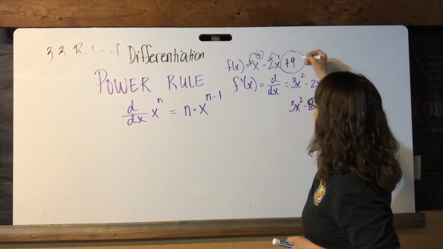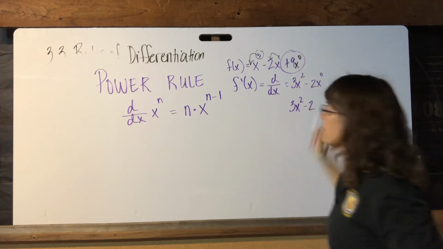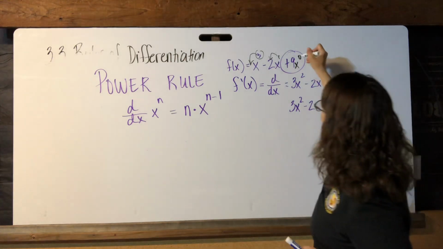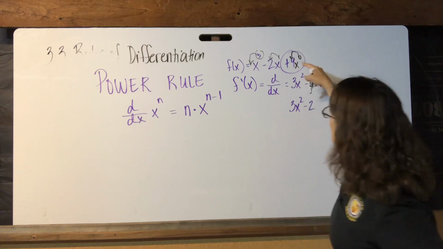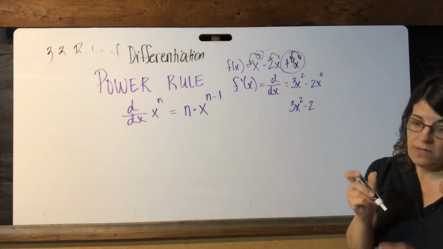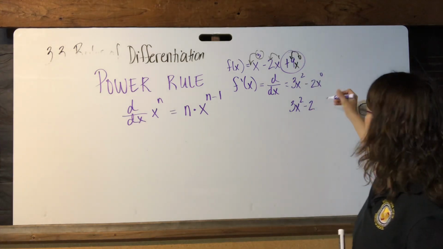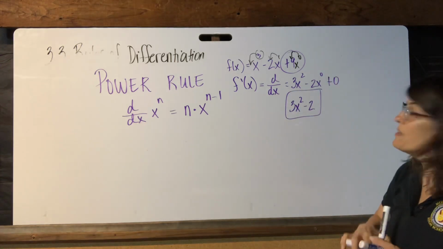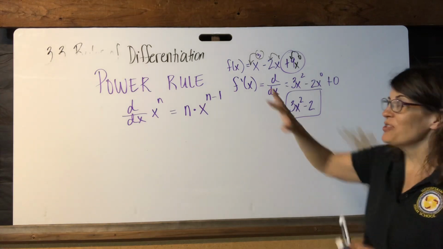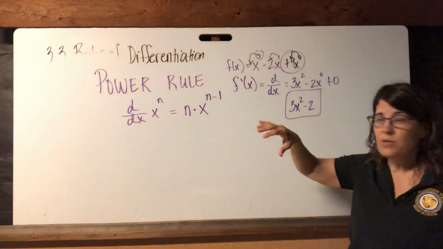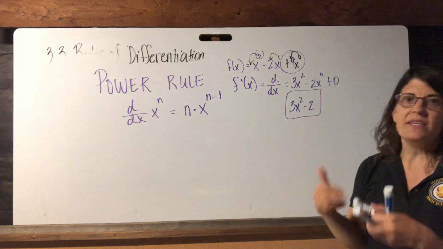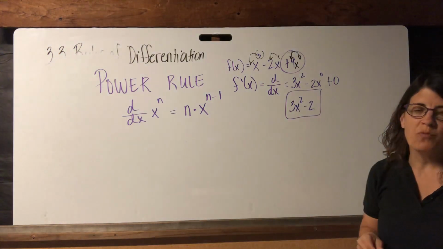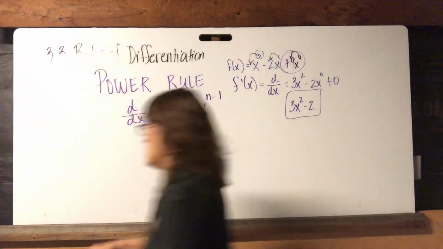Well, this is the same thing as 9x to the 0 power. Would you agree? So if I bring the 0 in front, 0 times 9 is 0, all done. So the derivative is 3x squared minus 2. So that very first problem that I had you do, where you went through the whole limit as h approaches 0 and you ended up with 3x squared minus 2, well, guess what? There's the power rule.